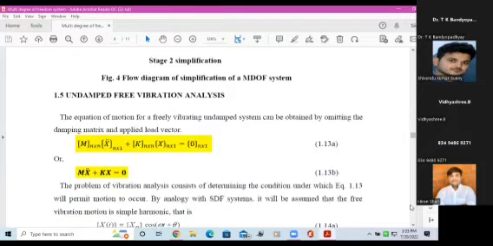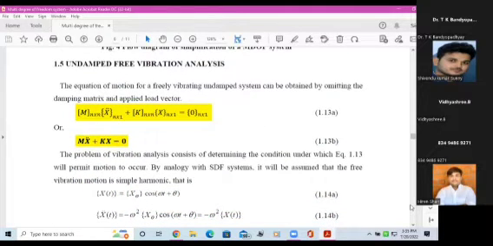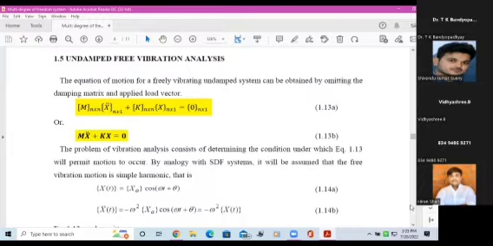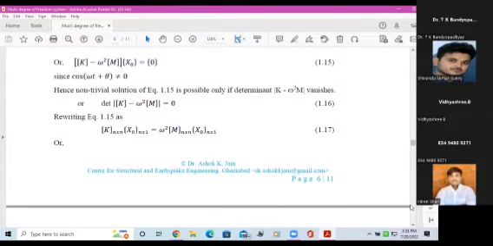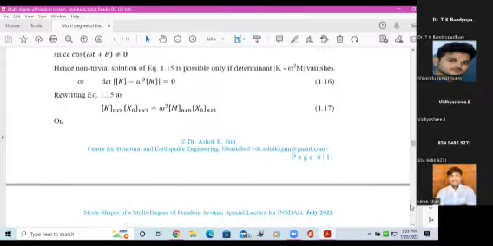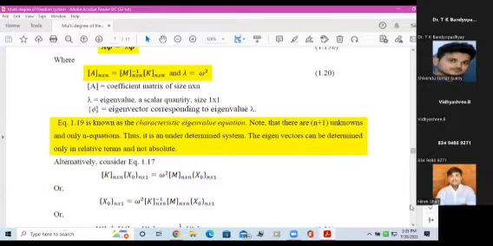The undamped free vibration analysis. As I said, in undamped, C is 0 and the external force is 0, and we have this equation m x double dot plus k x equal to 0, and we can simplify it and develop the equation k x equal to lambda x, or A phi is equal to lambda phi. Okay, and this is again a characteristic equation.